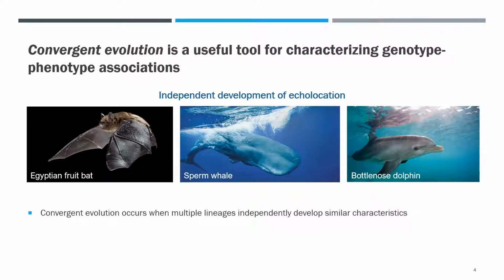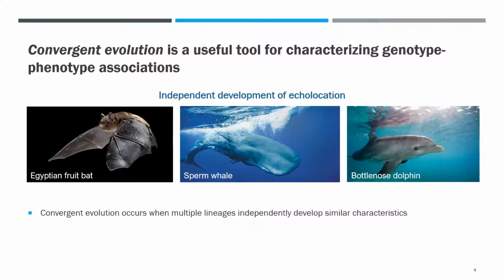And to overcome this challenge, convergent evolution is a really useful tool that we can use to make these types of associations. Convergent evolution is a process in which multiple lineages independently develop similar characteristics. And here on this slide is an example of such a convergent event in which several independent lineages have over time developed the ability of echolocation. And these include several species of bats and several species of toothed whales, such as the sperm whale and the bottlenose dolphin, all of which have over time acquired the ability to emit biosonars to make sense of their environment.